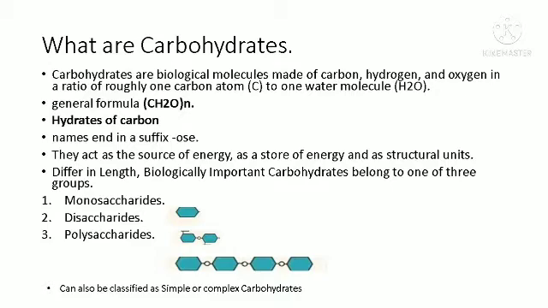As nutrients, they can be classified as either simple or complex carbohydrates. Simple carbohydrates, sometimes referred to as simple sugars, are those that are easily digested and serve as rapid sources of energy, whereas complex carbohydrates are those that need more time to be digested and metabolized.